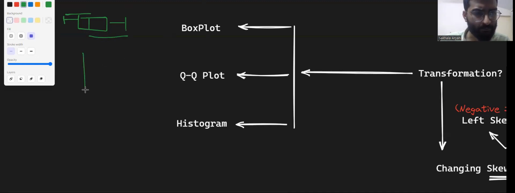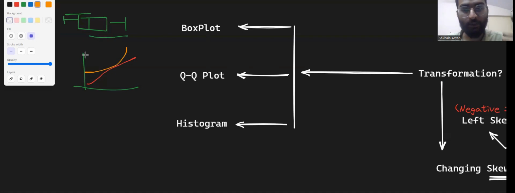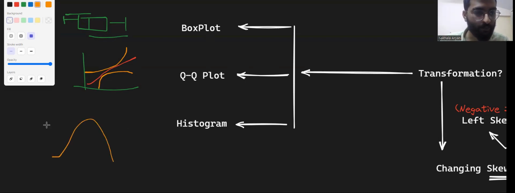QQ plot. It is a plot between your sample quantile versus theoretical quantile. The red line is basically your line for a normal distribution. If your data has a curve above the red line, it is called positively skew or right skew. If your data has a curve below the red line, it is called negatively skew or left skew. As simple as that. What is a histogram? Basically, a data distribution where the y-axis is your frequency and the x-axis is your data point.